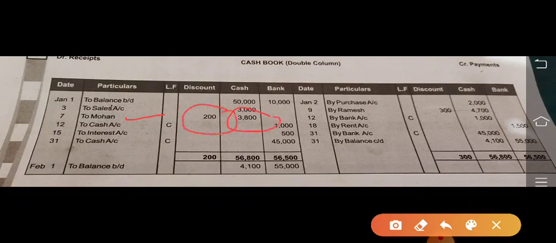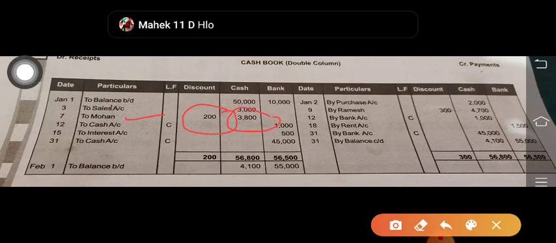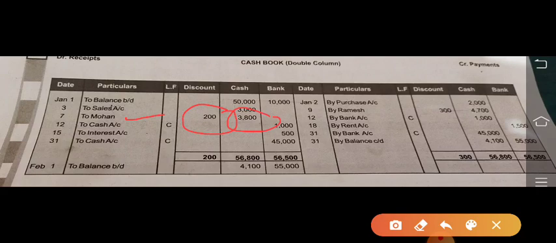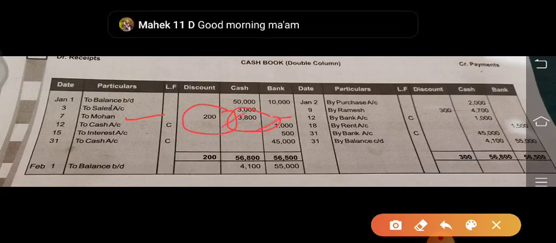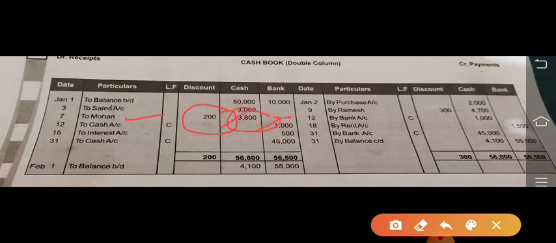So students, always remember that discount will always be recorded on the same side where the cash or bank transaction is recorded. Like if we receive cash, cash is recorded on the debit side, or bank is recorded on the debit side, so discount will also be recorded on the debit side. But if we pay cash or we pay through bank, cash and discount both will be recorded on the credit side. Right, students?